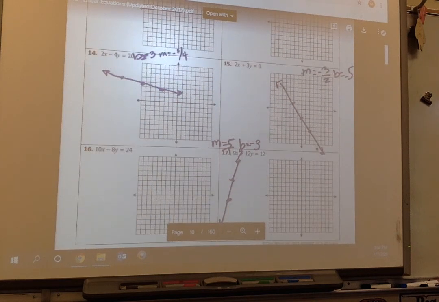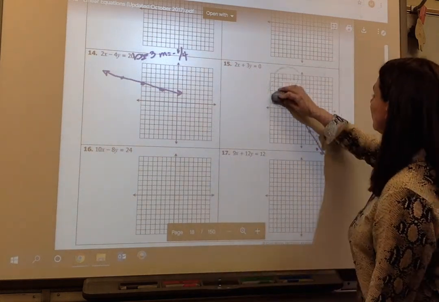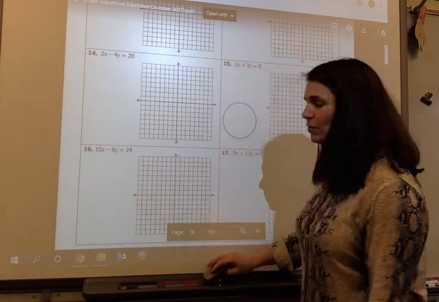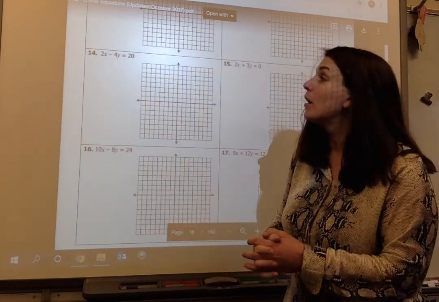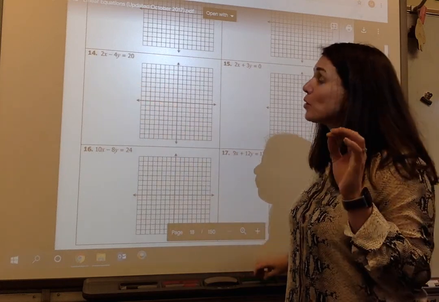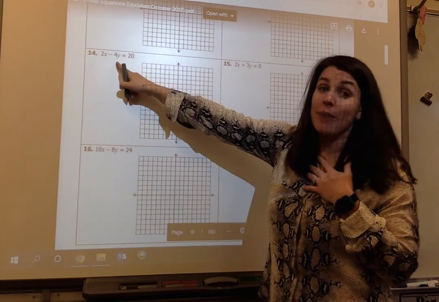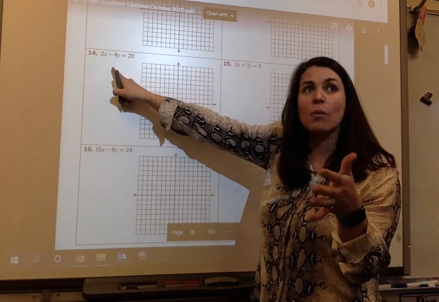Let's look at these last 4. Now, these are not in slope-intercept form. These are in standard form, so they're not easy to graph. I can't graph it as of yet, maybe tomorrow. So right now I'm going to have to change it into slope-intercept form. So my first step is I'm going to get y by itself. I've already done that before.